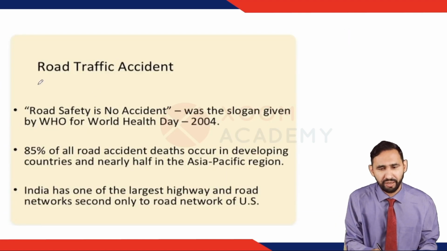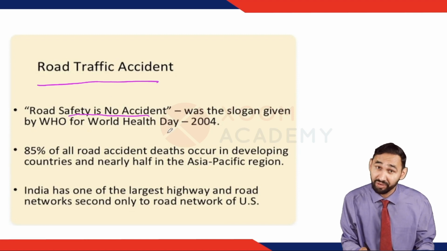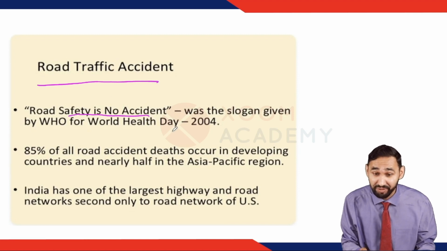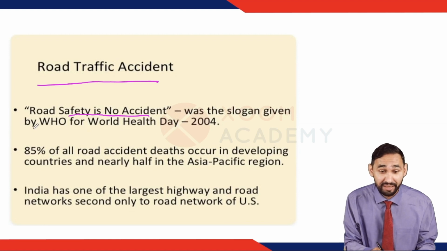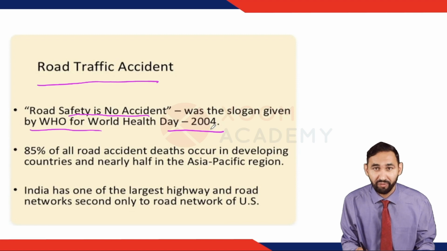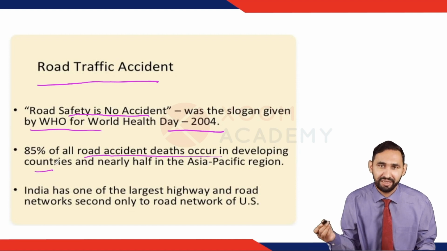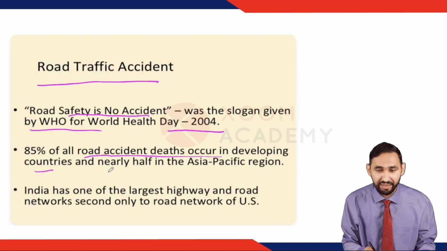Now we'll discuss road traffic accidents. Road safety is no accidents. Road safety can avoid accidents. It can prevent accidents. It was a slogan by the World Health Organization in the year 2004, so they worked on road safety. 85% of all road traffic accident deaths occur in developing countries like Pakistan, India, Sri Lanka, Bangladesh, and in African countries, and nearly half in Asia Pacific countries.